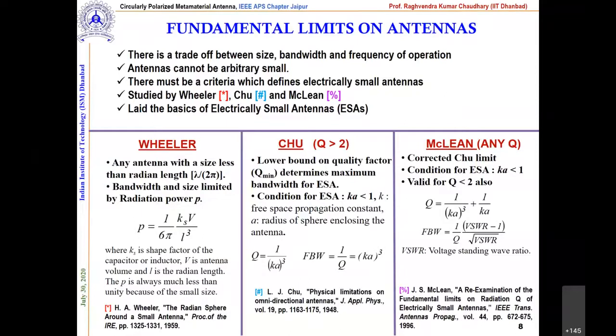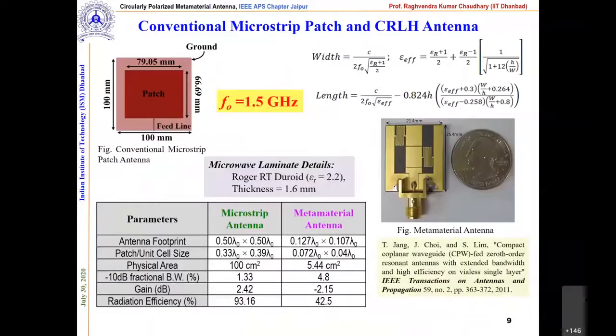Another thing, before doing the work, we should see what main advantages we are getting with these metamaterial antennas over the patch antenna. Here I have taken a very simple example. This is a patch antenna, and normally these are the formulas for calculating the width and length. What we did was we tried to manage it at 1.5 gigahertz.